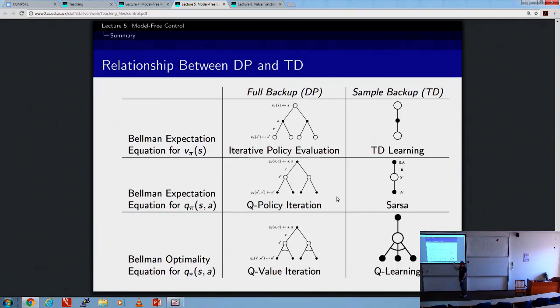Now, the sampling versions of these things are on this side. So if you use the Bellman expectation equation going one step to evaluate the policy, you're doing TD learning. Notice the change between the two. Over there, I'm considering the full tree with two steps. Over here, I'm basically just taking the actual state and reward that I've experienced. And then I can use this for policy iteration.